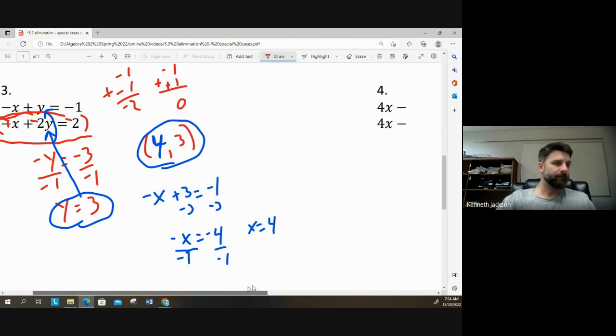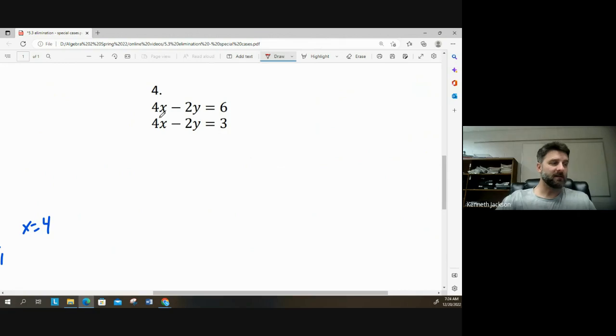One more. Number 4, the x's are lined up, the y's are lined up, and the x's happen to be the same. Again, I'm looking at these x's, and I have a 4 and a 4. If I were to add 4 and 4, that would clearly give me 8. So I'm not adding, I'm subtracting these equations. You either have to add or subtract them. 4 minus 4 would be 0.